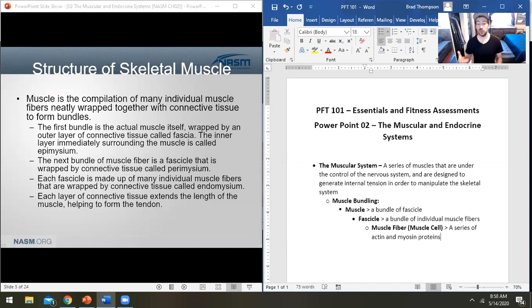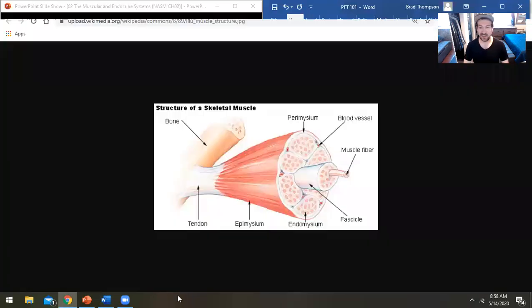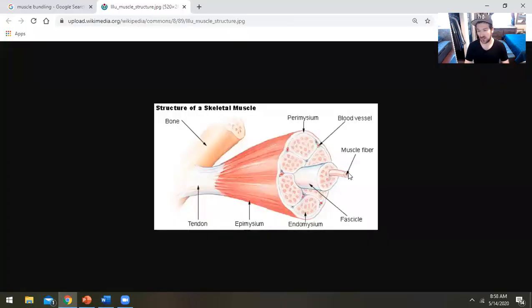So if you look at it, you've got your overall muscle, which is a whole bunch of fascicles bound together. A fascicle is a whole bunch of muscle cells bound together. And what a muscle cell has inside of it are a whole bunch of specialized proteins called actin and myosin. All of those are wrapped in their own little sheets, a little layer of connective tissue on the outside of all of those. Just like a cell wall has to be around the outside of your cell, that's what keeps all of your structures intact.